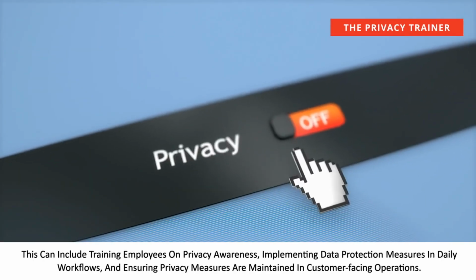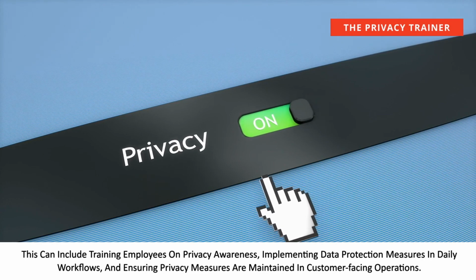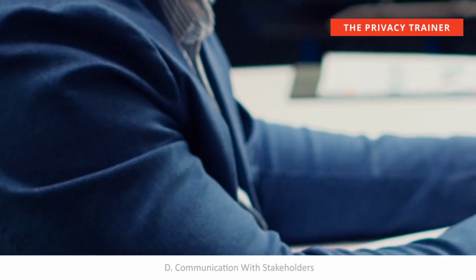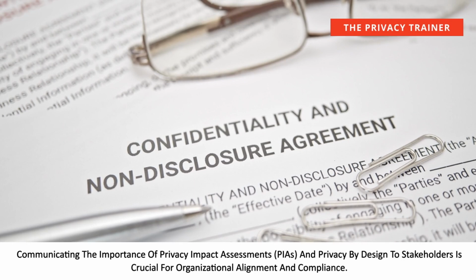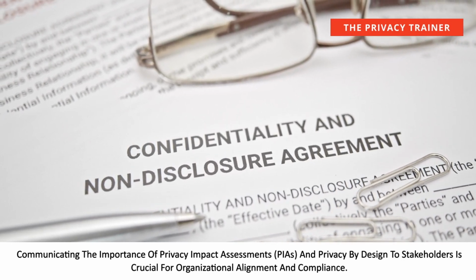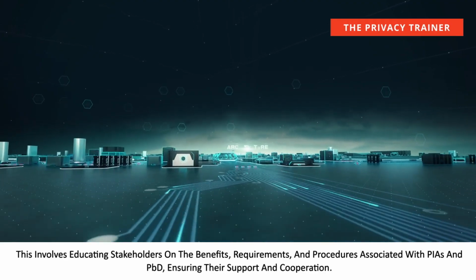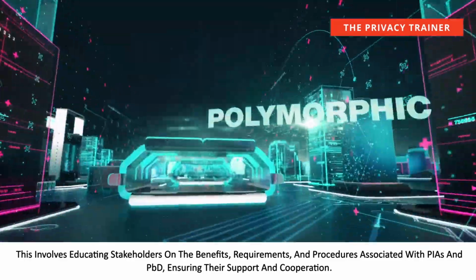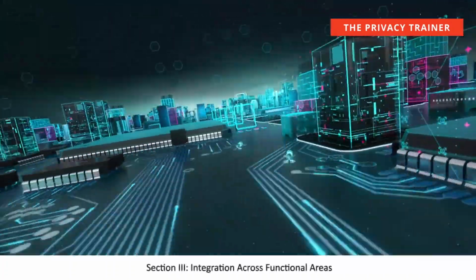This can include training employees on privacy awareness, implementing data protection measures in daily workflows, and ensuring privacy measures are maintained in customer-facing operations. D. Communication with stakeholders. Communicating the importance of privacy impact assessments, PIAs, and privacy by design to stakeholders is crucial for organizational alignment and compliance. This involves educating stakeholders on the benefits, requirements, and procedures associated with PIAs and PBD, ensuring their support and cooperation.